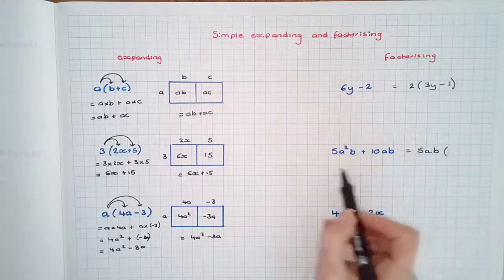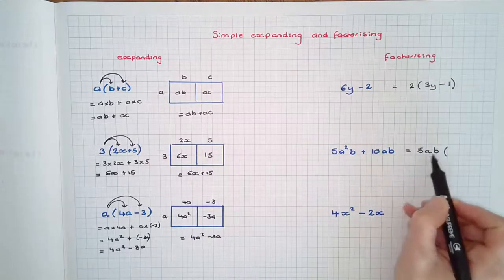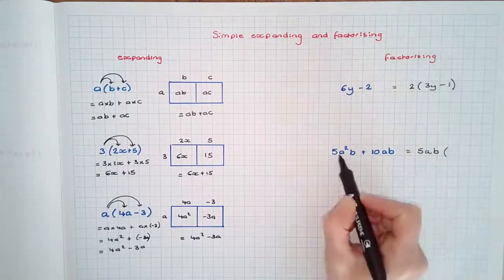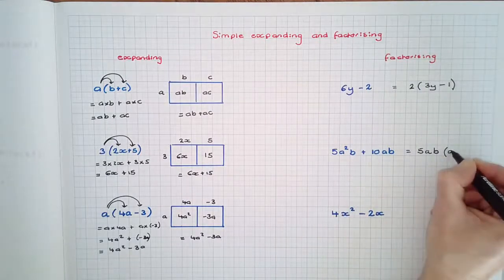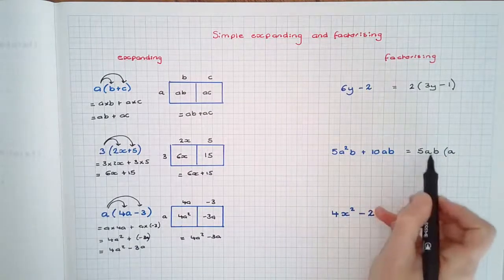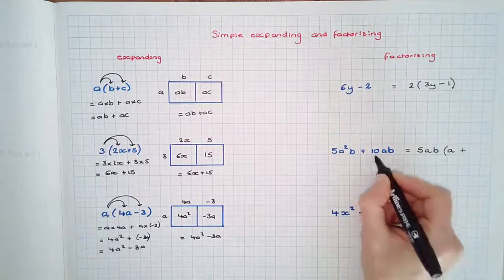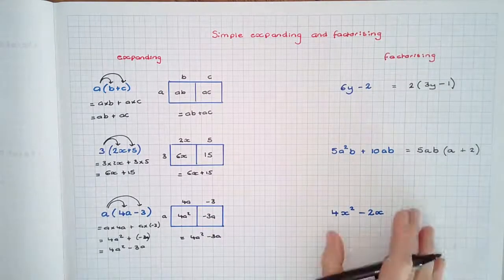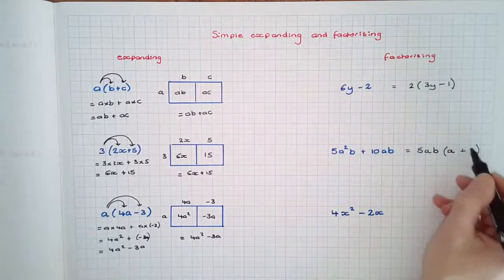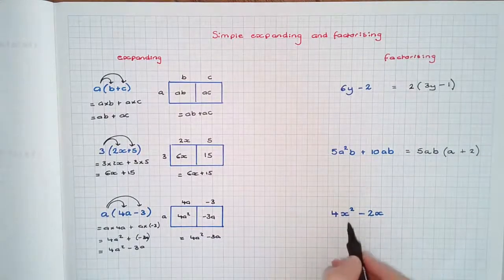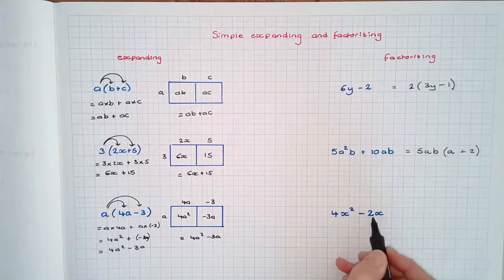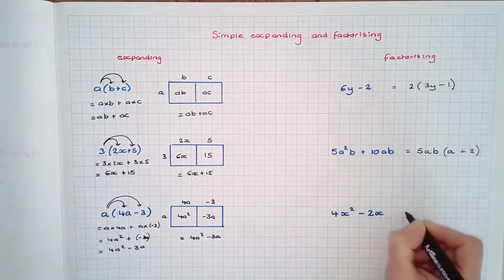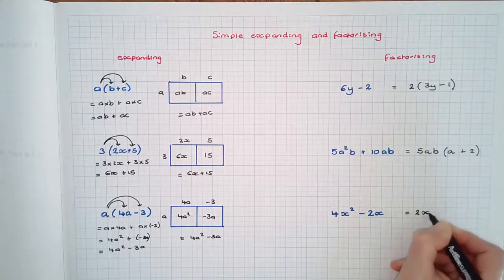Again, we can do a division or simply think 5ab times what will give 5a squared b, that is a, and 5ab times what will give 10ab, that is simply 2. To check again, we would expand. In our last case, 4x squared minus 2x. Here, the highest common factor is 2x.